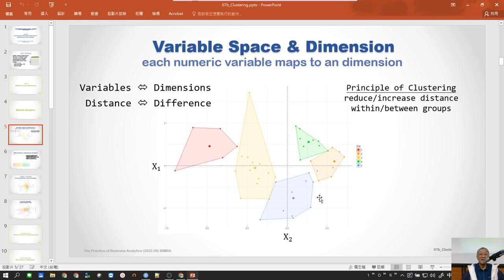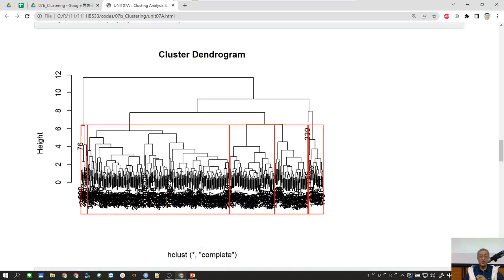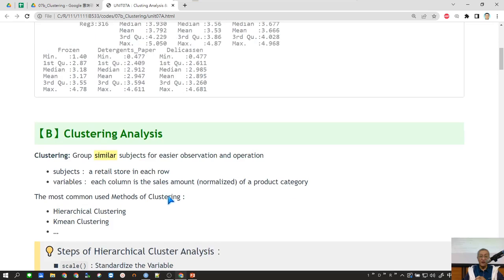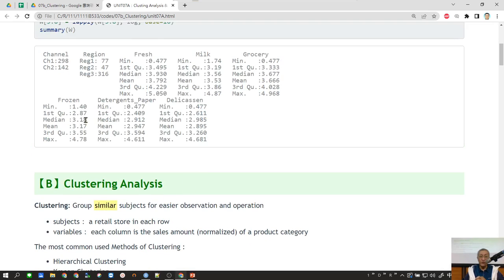So we know the ideas of clustering already. And how about dimension reduction? For the purpose of easier illustration, I start with 2 dimensions. You have two variables, but actually in this case, we actually have 1, 2, 3, 4, 5, 6.